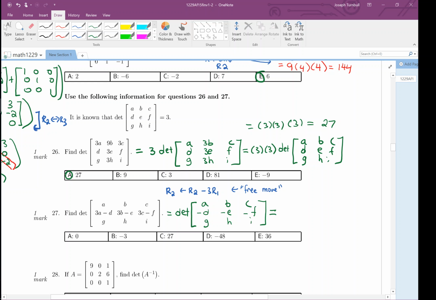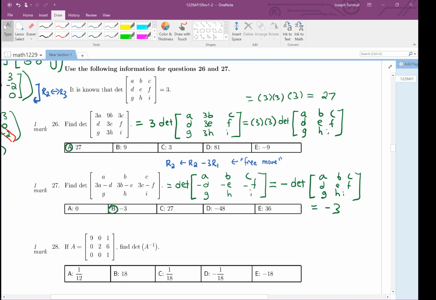Now I'm going to common factor out a minus sign. Common factoring out negative 1 from row 2. So we have negative determinant of A, B, C, D, E, F, G, H, I. Well, that's our original matrix, so we have negative, and the determinant of our original matrix is 3, so minus 3. Option B.